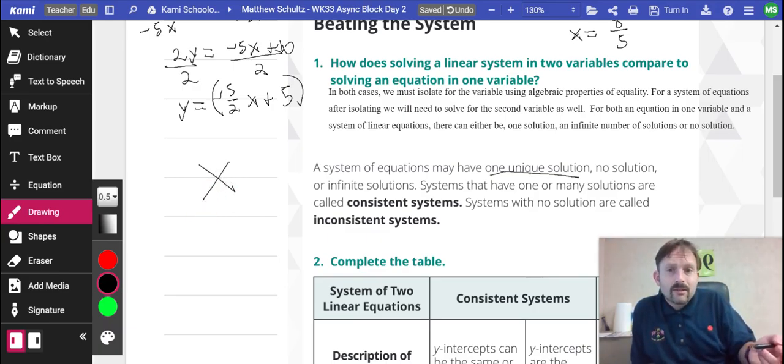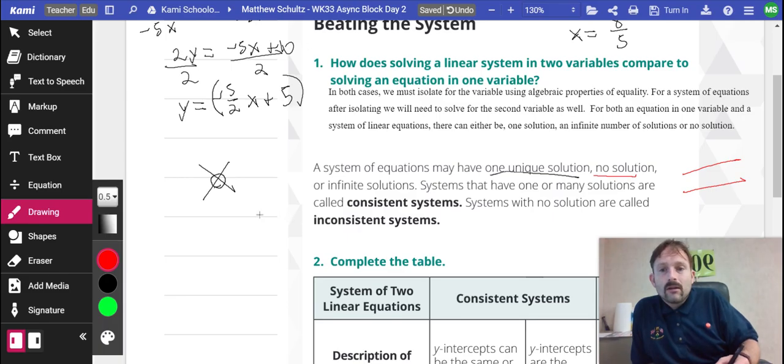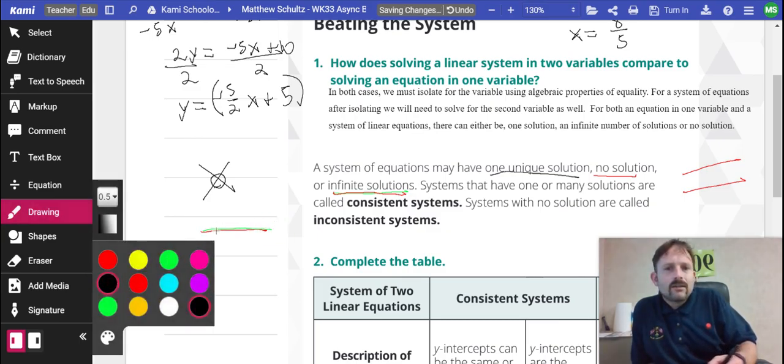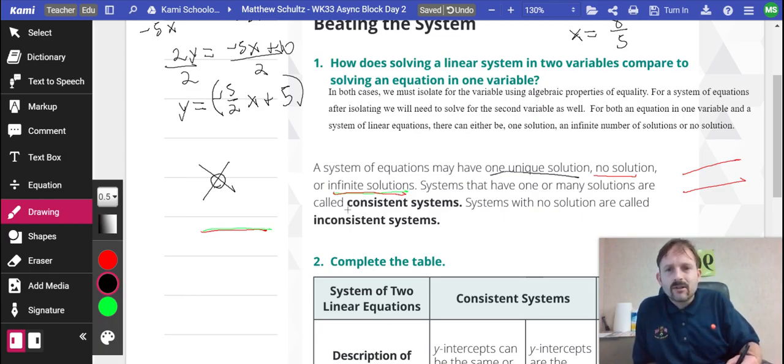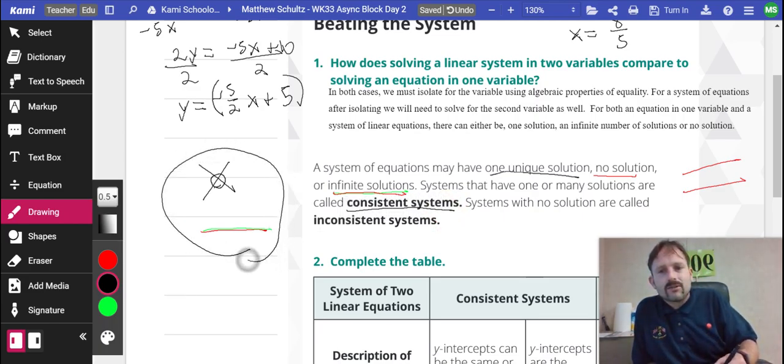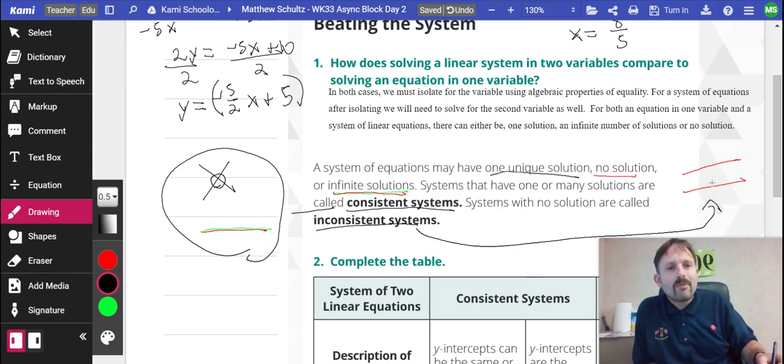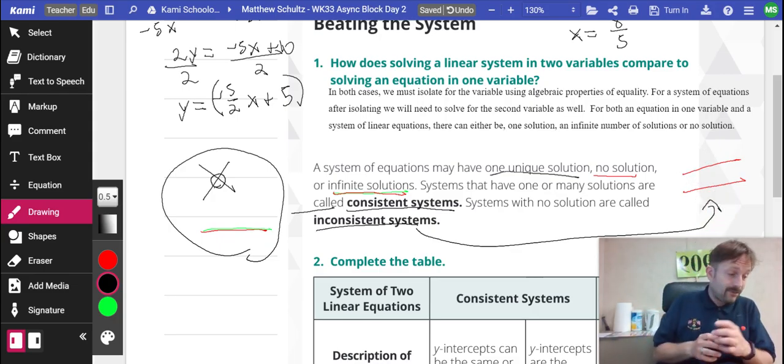They could have the same y-intercept, but their slopes are going to be different. They don't have to have the same y-intercept. So this is one solution. They hit here. We could have no solution in which they're parallel and they cannot have the same y-intercept. Or they could be infinite solutions, where you have both lines on top of each other. They're the same line. Now, systems that have one or many solutions are called consistent systems. These are the consistent solutions right here. If it's an inconsistent solution, it's going to be the two parallel lines right here, where there's no solution. They will never touch.